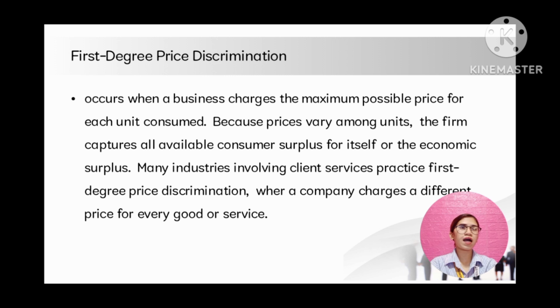An example of first-degree price discrimination is eBay. Customers are bidding on product prices, and the more they are willing to pay, the higher the final cost of the product is.